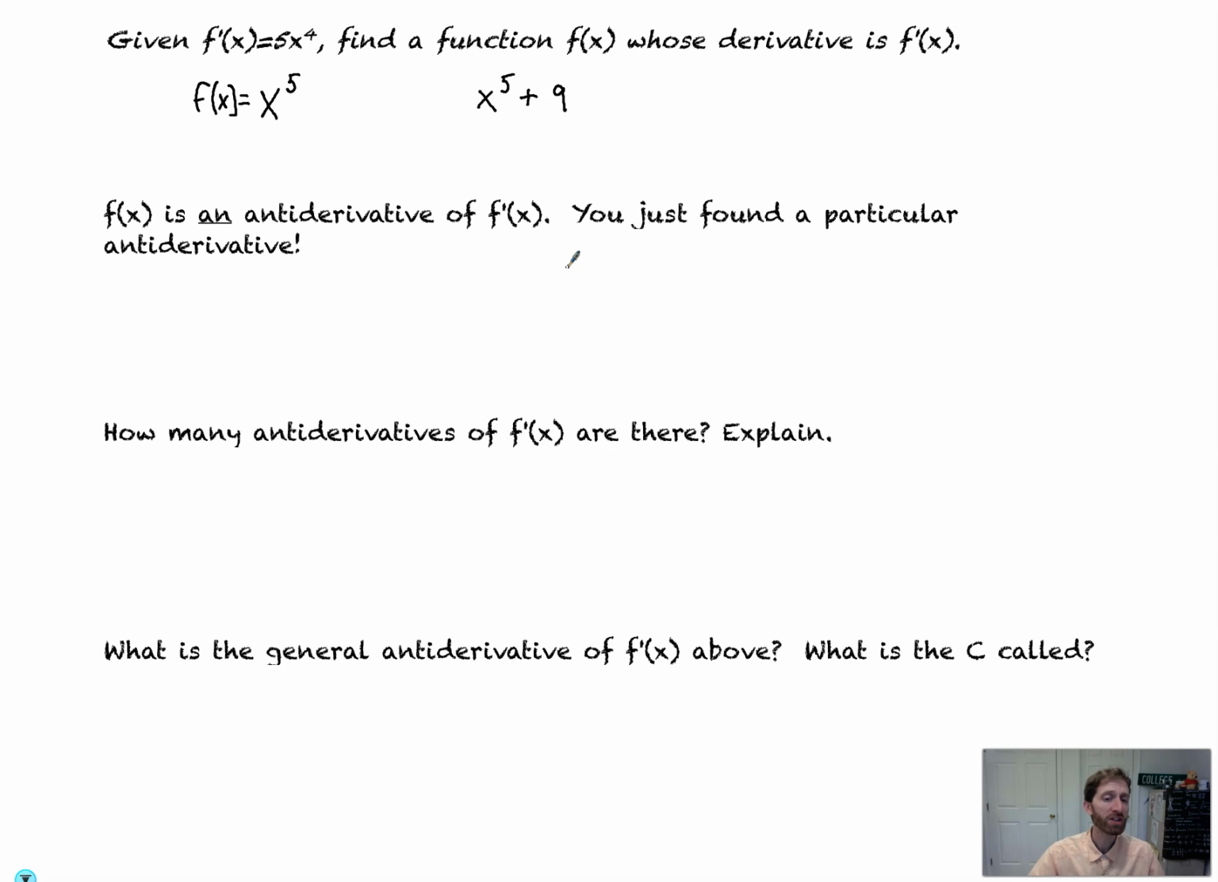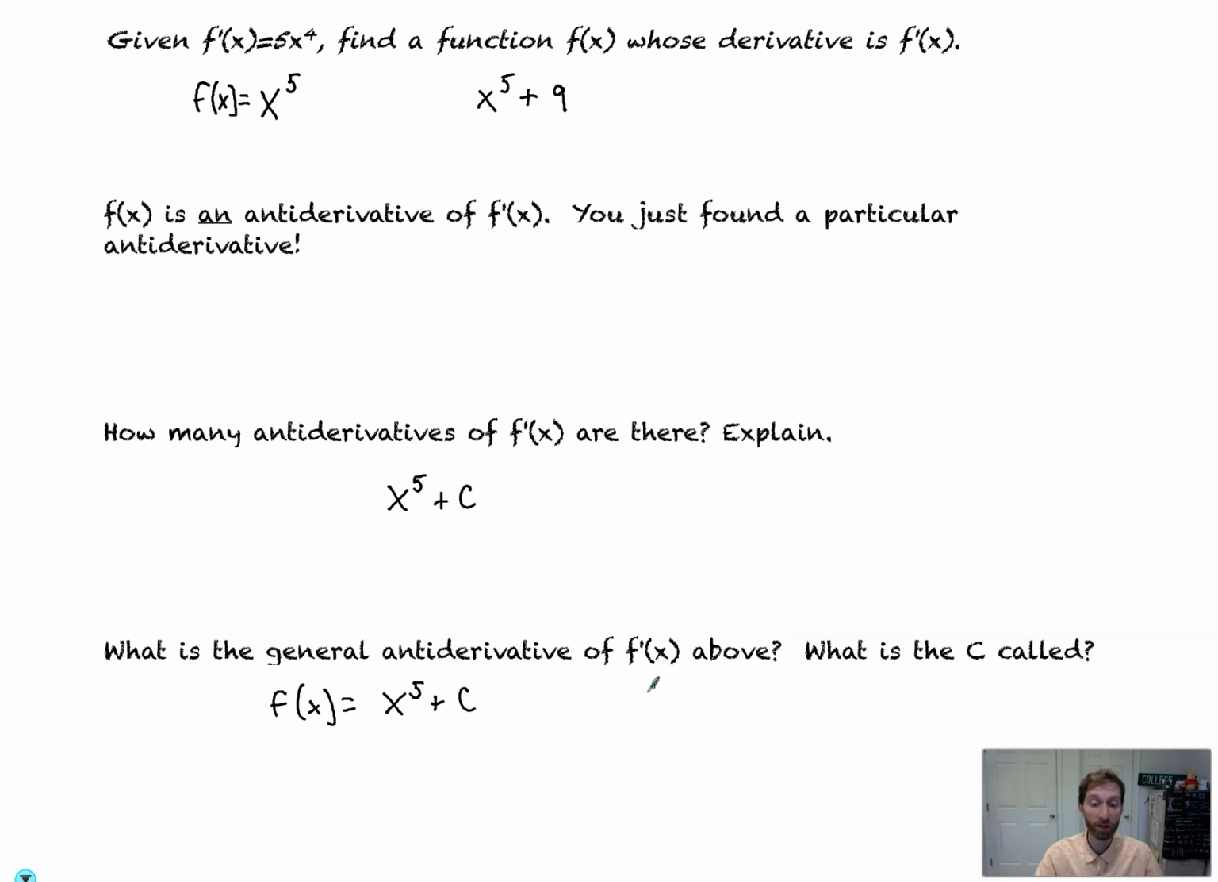So the next question is, how many antiderivatives of f prime of x are there? How many different solutions? Well, there's infinitely many constants, right? We could add or subtract any number of numbers. And so we would write that as x to the fifth plus c. And that would be the general antiderivative. And I guess I'll put that down there as well. So the general antiderivative is f of x equals x to the fifth plus c.